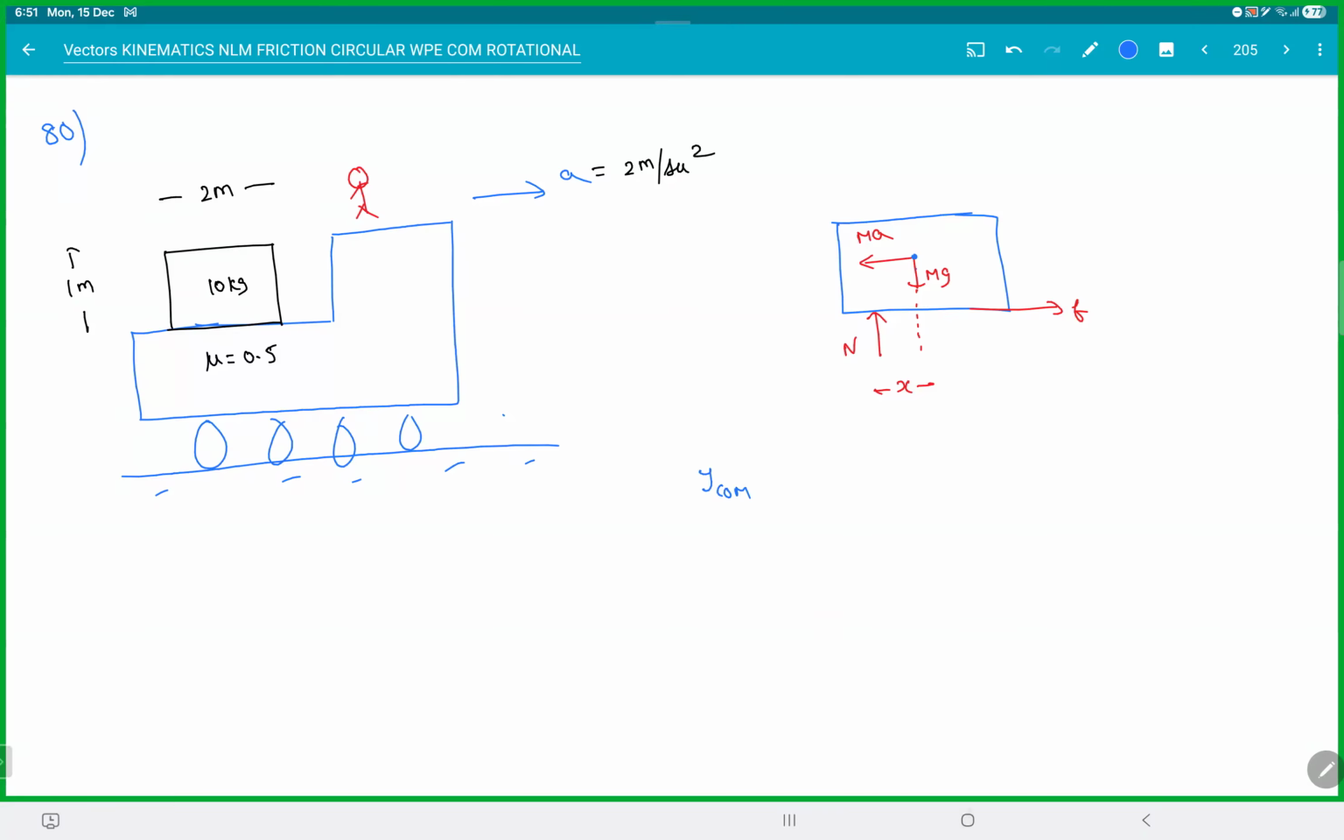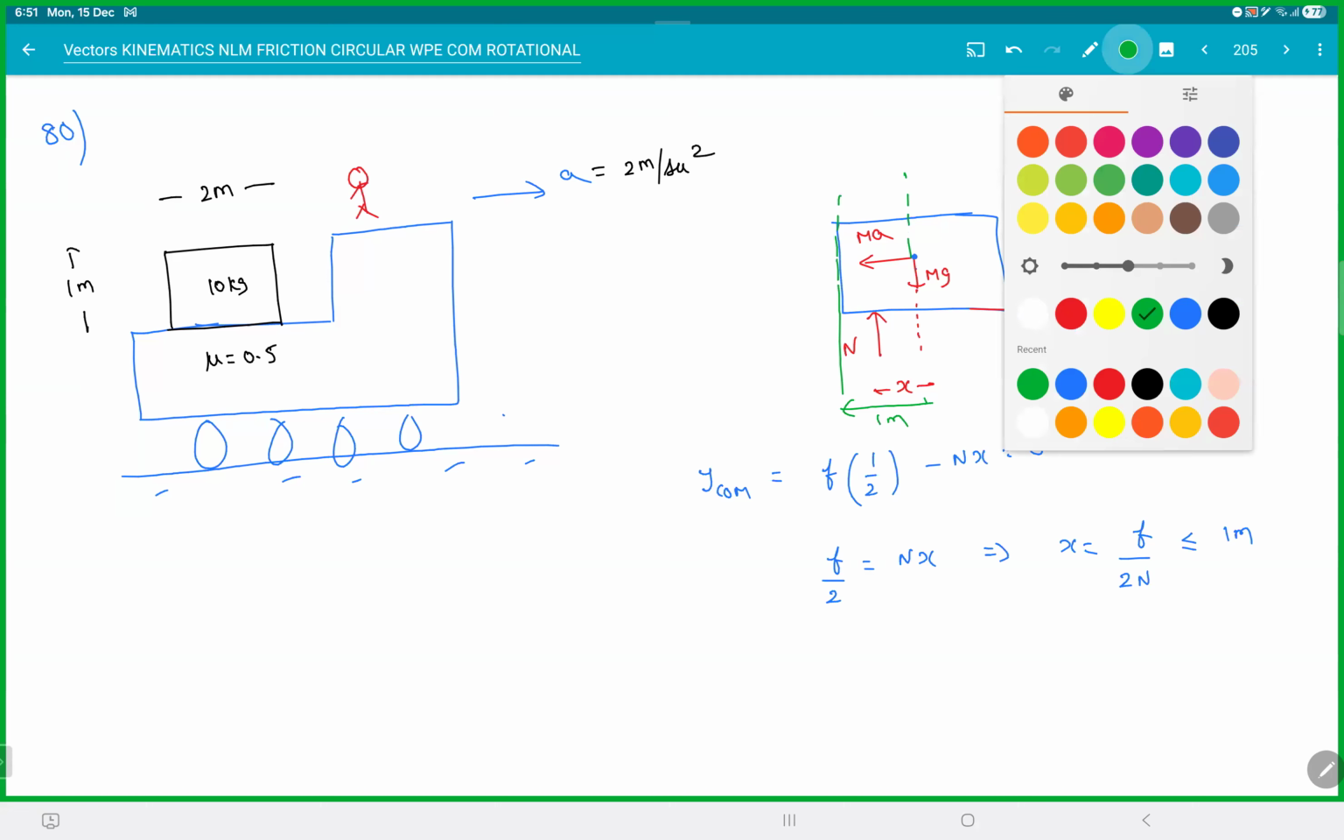If you take torque about the center, the pseudo force goes off, right? Then you're left with F and N. Then this would be F into, what is that distance? That would be half meter, minus N into x is equal to 0. So then we have F by 2 is equal to Nx. So we get x is equal to F by 2N. So if you don't want to topple, the value of x cannot exceed 1 meter, because if you look at this distance, the green line, this is 1 meter. Right? So that is the condition.